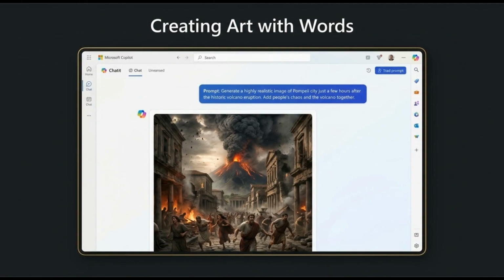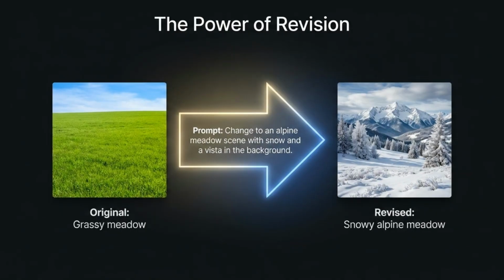Here is an example of creating art with words using Microsoft Copilot. By providing a detailed prompt, you can generate highly realistic and imaginative images. This illustrates the power of revision. You can start with an original image and use a prompt to modify it into something entirely new, like changing a grassy meadow to a snowy alpine scene.